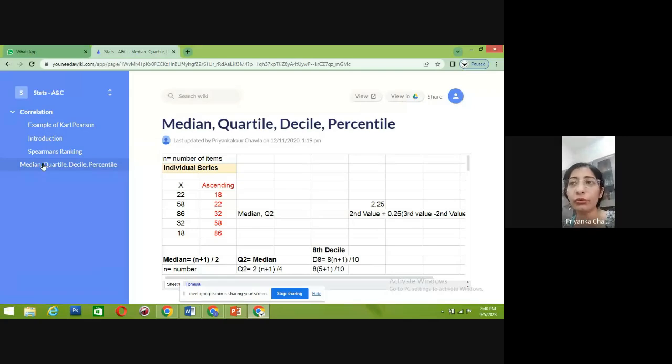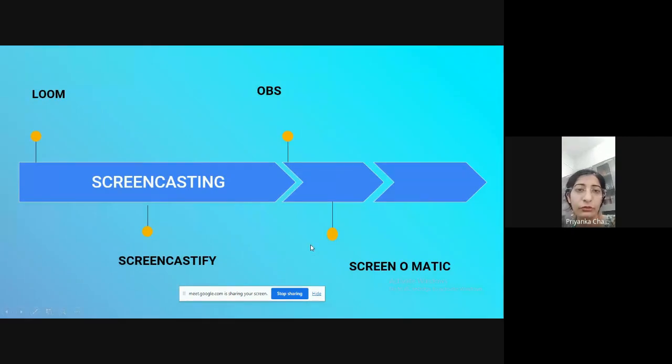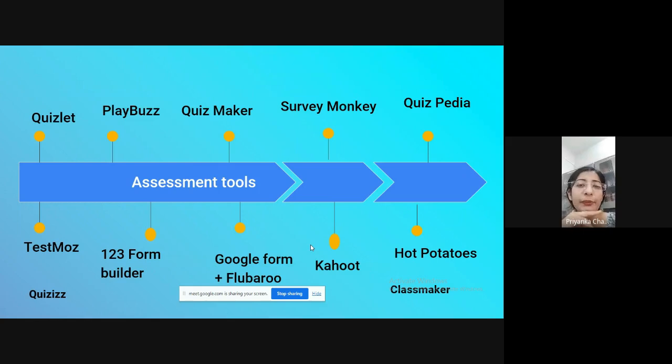Coming back to the original PPT. So we have completed these options. Next is for assessment purpose. For assessment purpose, there are n number of Google Forms available, but it is in a traditional way. So we can go for Quizlet, Playbuzz, Quizmaker, SurveyMonkey, TestMoz, Kahoot, but the better option is what I have written over here, quizzes. You can use this quizzes option.